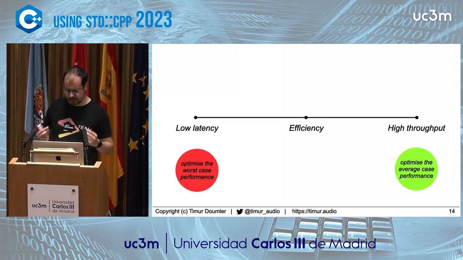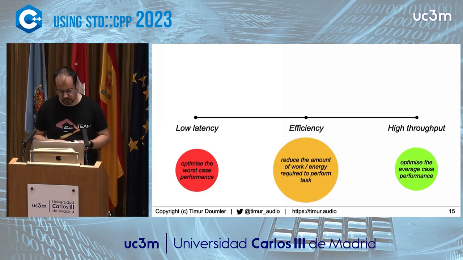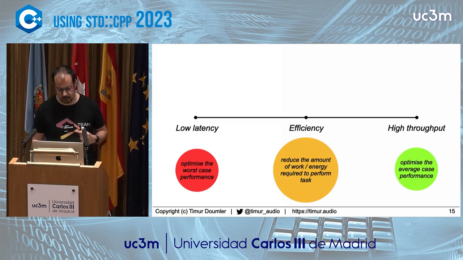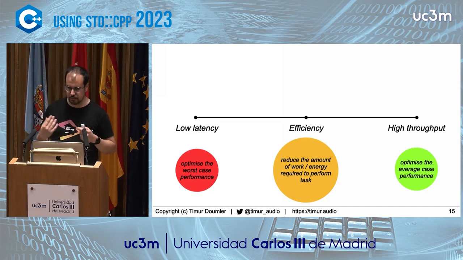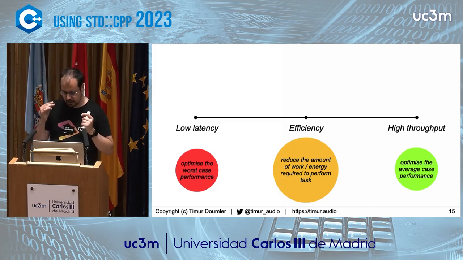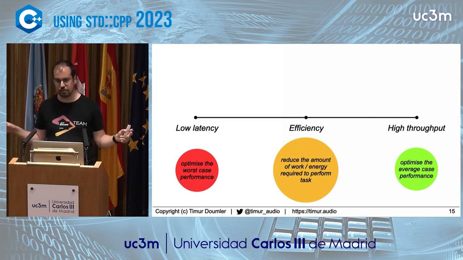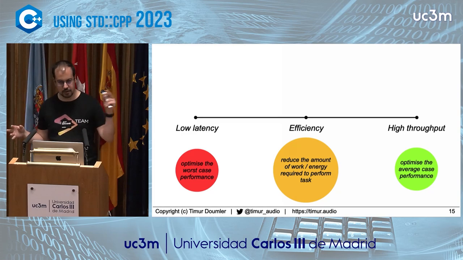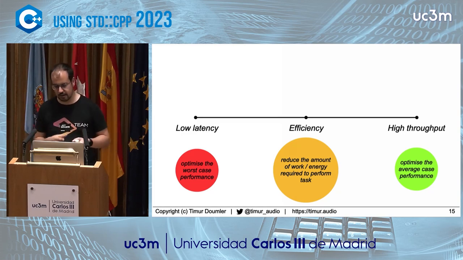So that's something that sometimes ends up needing different strategies. And then there is an aspect called efficiency, which is kind of in the middle. The way I would define efficiency is that you want to reduce the amount of work or the amount of energy that is required to perform a certain task. And it turns out that if you increase efficiency, it actually helps both things. You can increase both the throughput and the latency, right? So that's a very, very good thing.